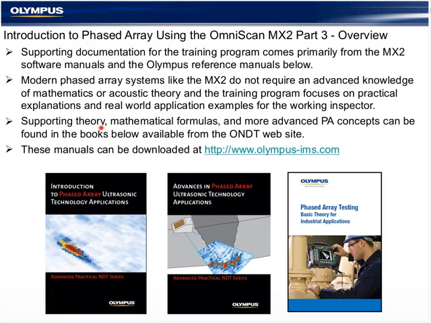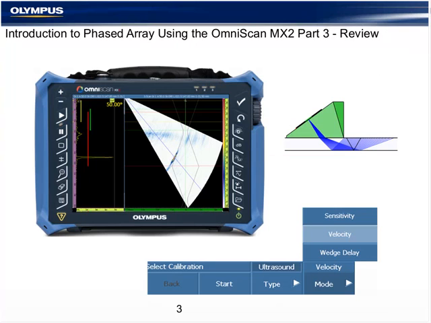Good morning and good afternoon, everybody. Thanks for attending. This is one of our biggest turnouts in this series of webinars. We see representatives from almost all of the continents joining us today. Again, I'm Chris Magruder, the AUT Manager for Olympus, and this is part 3 of our Introduction to Phased Array using the OmniScan MX2. So before we get into today's topic, we're going to briefly review what we have done up to this part.